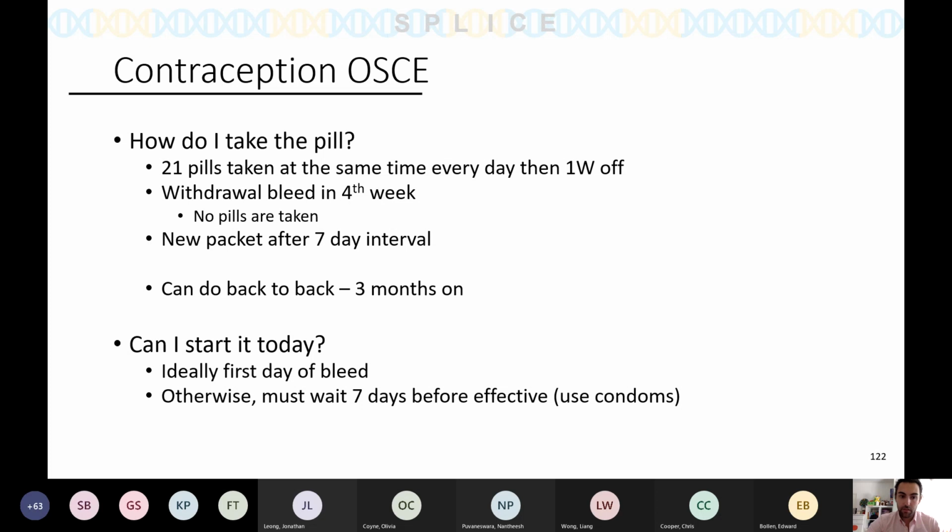So ideally you start it on the 1st day of the bleed. Otherwise you have to wait 7 days before it becomes effective. I think progesterone, it's only 2 days.